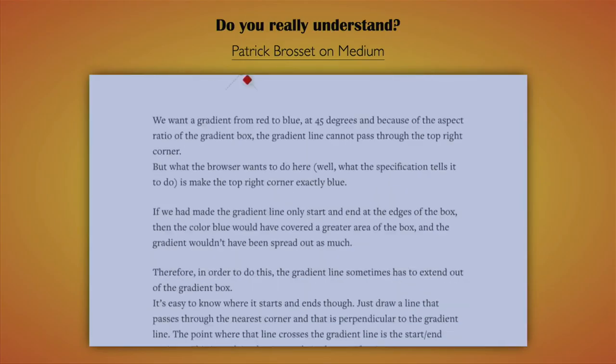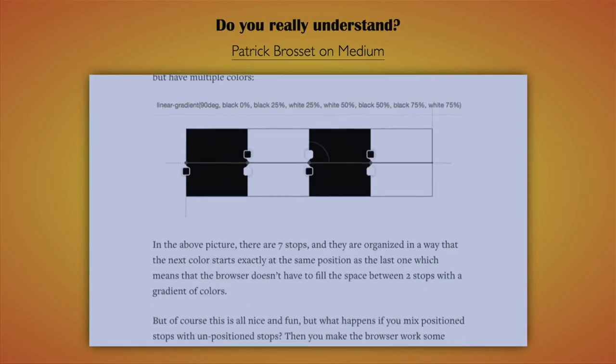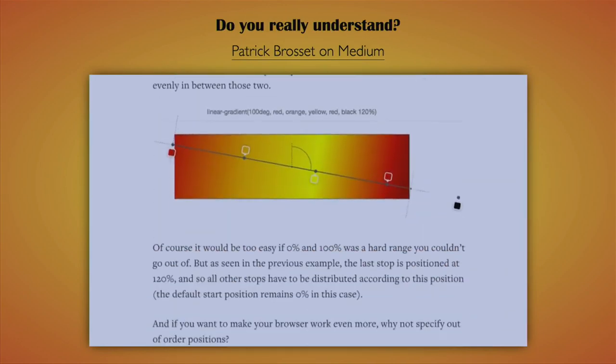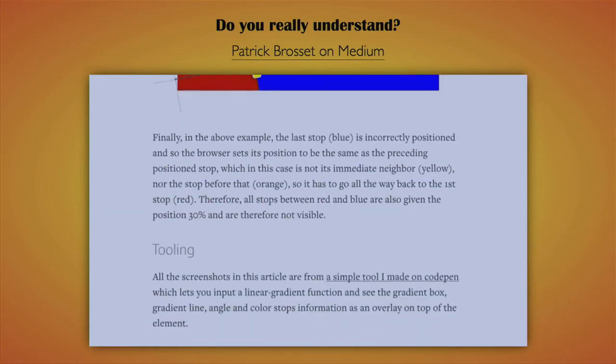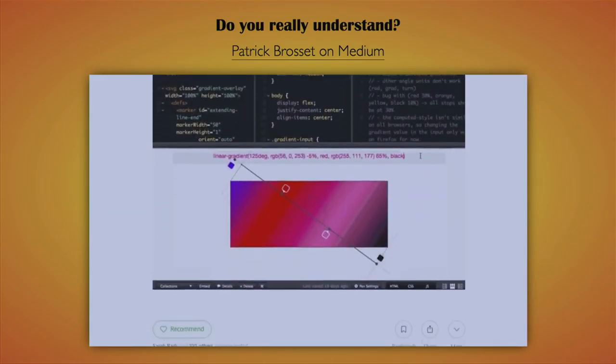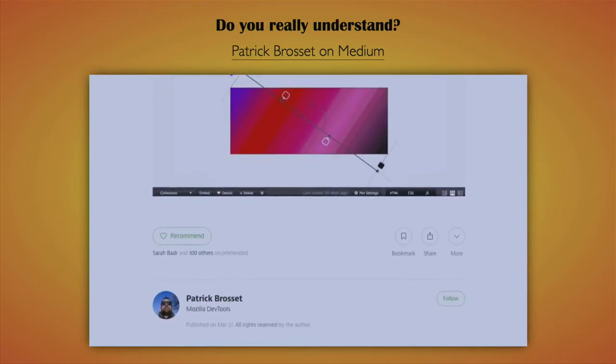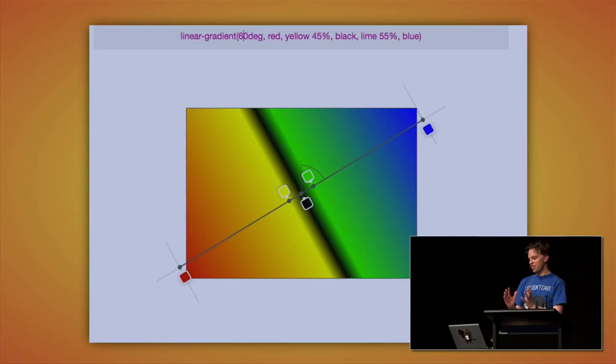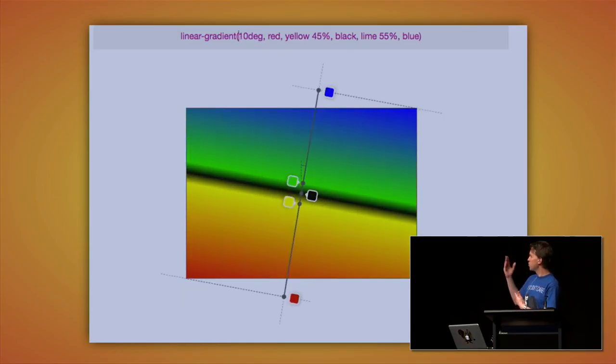Patrick is a developer on the Firefox DevTools team, and he's written the most comprehensive article I've ever seen about how linear gradients work. I will send around links to this as well after the talk, because I can't do better than this. But what he also put out was a little tool that allows you to test out gradients and see the internal calculations of how a browser would actually work out how to render it.